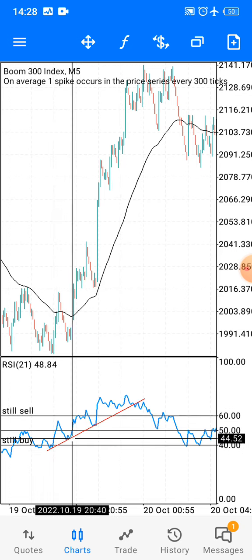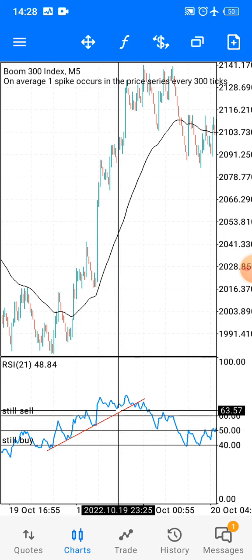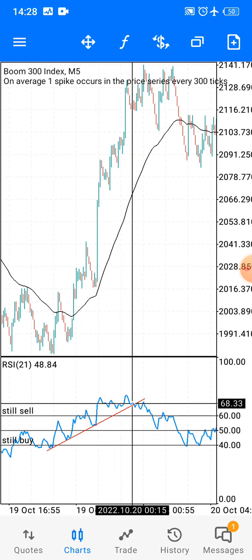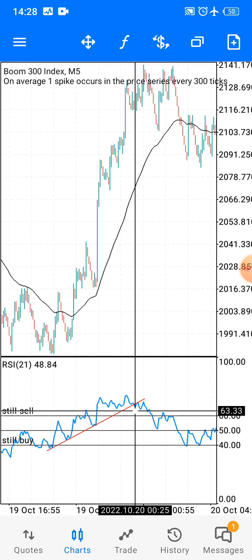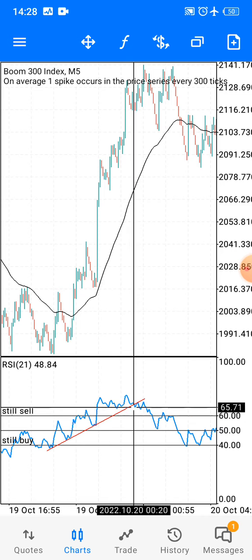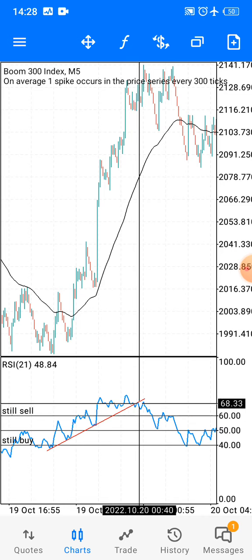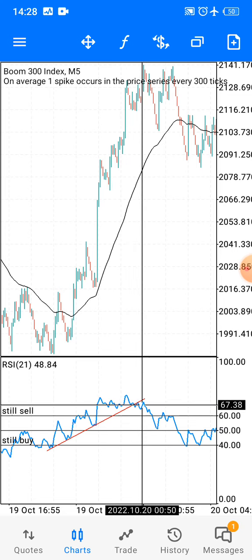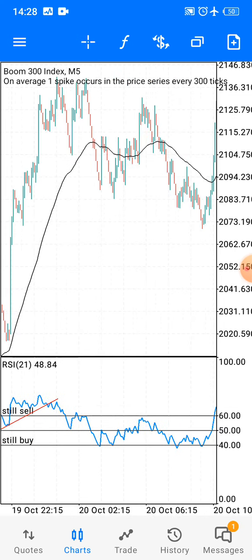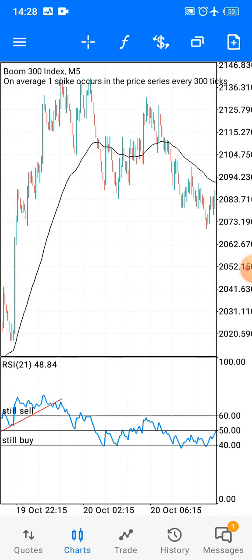So here it tested 1, 2, 3. This time it didn't reach, but it still went up, right? But here when it gets broken, right? There's a breakout and a small retest right there, right? So you can also enter your sells for the opposite direction. So this is quite simple, right?